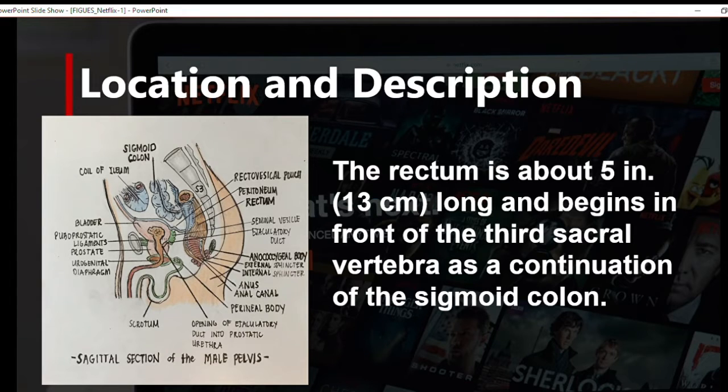So the rectum has posterior and anterior relations. Anteriorly in the male, the upper two thirds of the rectum, which is covered by the peritoneum, is related to the sigmoid colon and coils of ileum that occupy the rectovesical pouch here in this area.